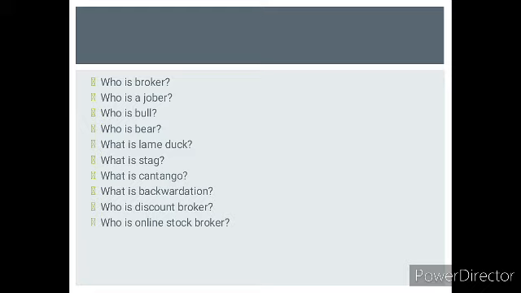Then what is the meaning of stag? A stag is also a speculator. He purchases the shares of a newly floated company and shows himself as a genuine investor. Means in the beginning itself he will purchase and express that this is a good company and that he is the first customer. That is stag.